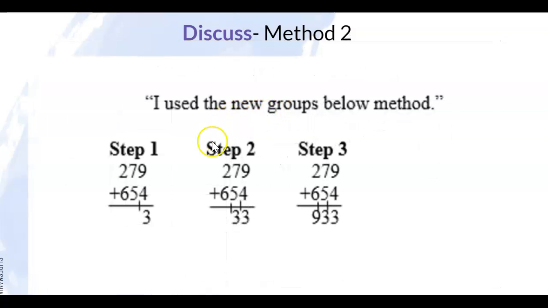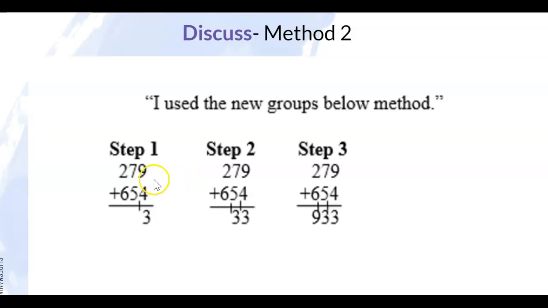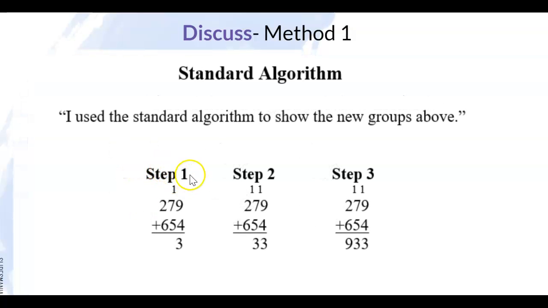And with the new groups method, this was very, very similar to the standard algorithm one, where you added up each place value and you regrouped. You did regrouping for this one. And one of our questions was about regrouping. Which place value did you have to regroup?